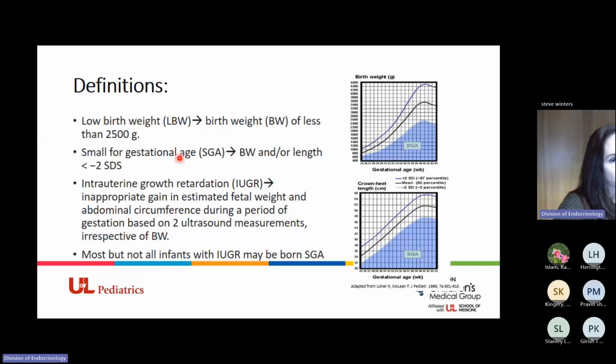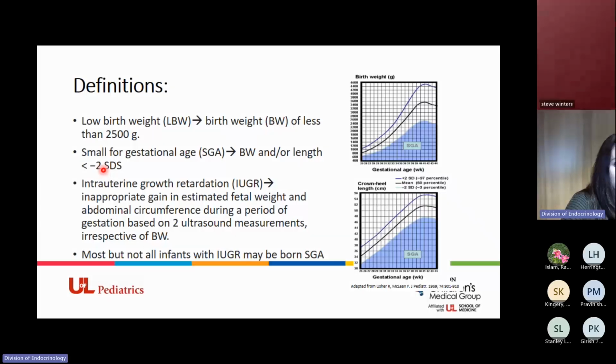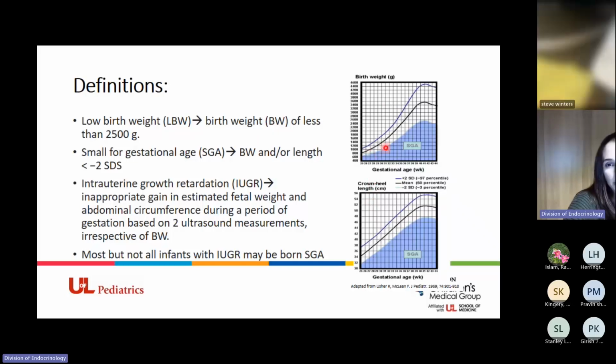So, a few definitions. Low birth weight refers to any infant with birth weight less than 2,500 grams, regardless of the gestational age. Less than 2,500 grams, that is low birth weight by definition. Now, SGA refers to having a birth weight and/or length below -2 standard deviations for the gestational age. Typically we use the growth charts from McLean and Usher. These are here on the right. We can see the little light blue line here, that's -2 standard deviations, so anything below that will be considered SGA. Here is birth weight and here is length.